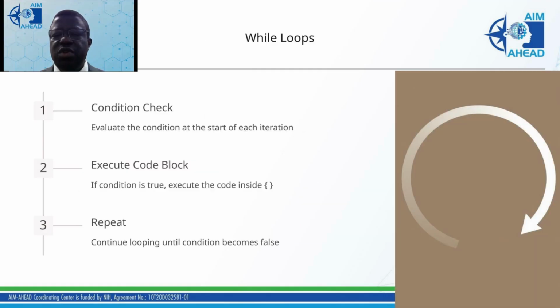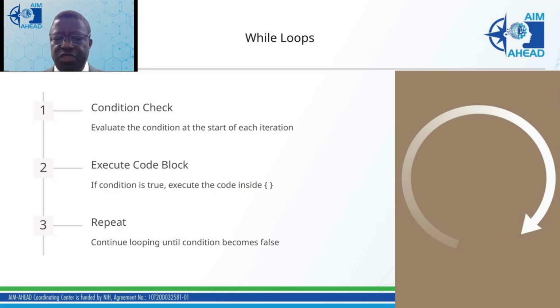Let's transition to the topic of while loops in programming, one of the fundamental constructs that enable dynamic control flow. Key components of while loops. 1. Condition check. At the start of each iteration, the loop evaluates a specified condition. If the condition is true, the loop will proceed. Otherwise, it will terminate.